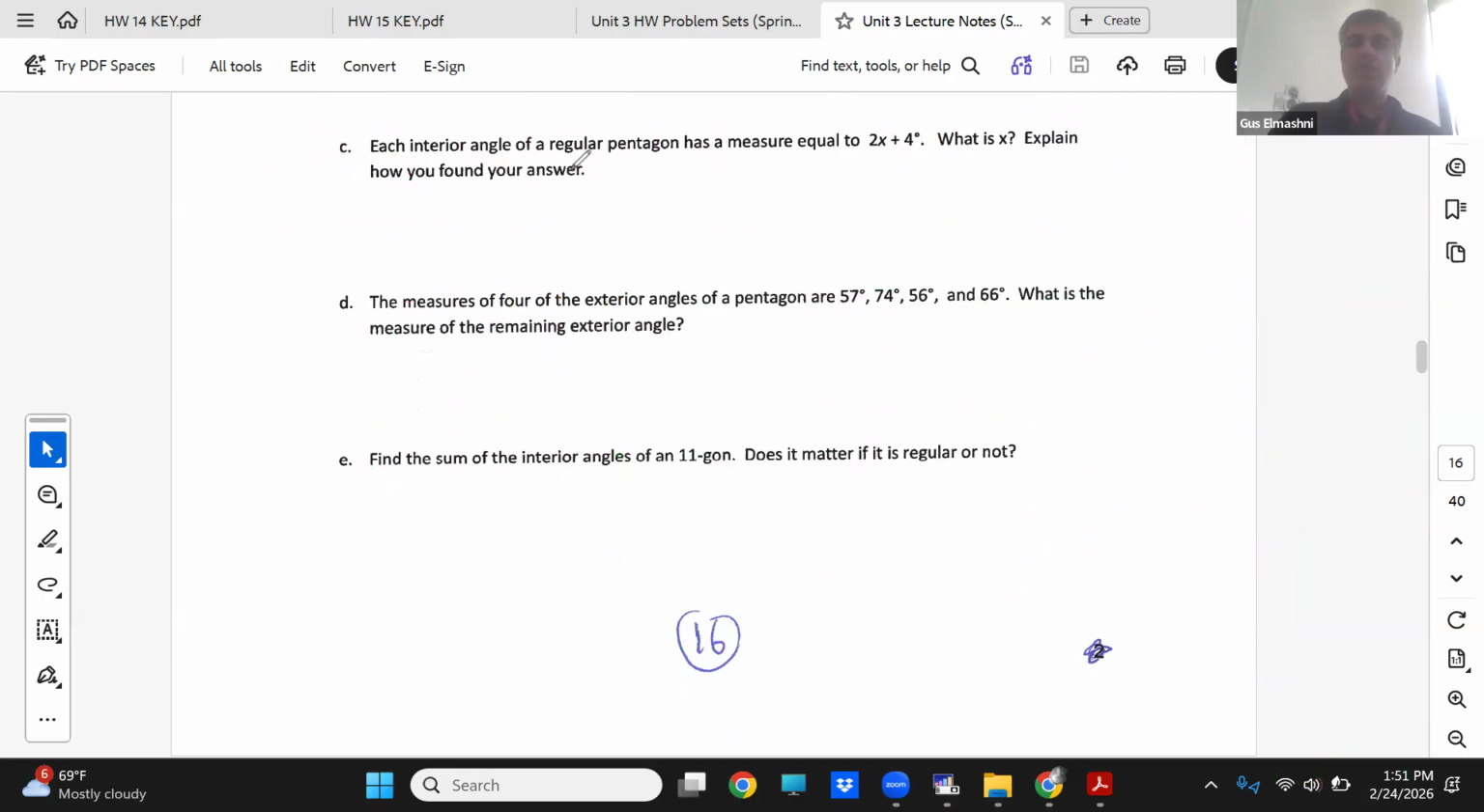These are good. Okay, so these involve a little algebra, right? Each interior angle of a regular pentagon is 2x plus 4. What is x? So again, you have 5 sides. So I'm going to take the approach of the exterior angles. If you do this on a calculator, that's 72. That's each exterior angle, right?